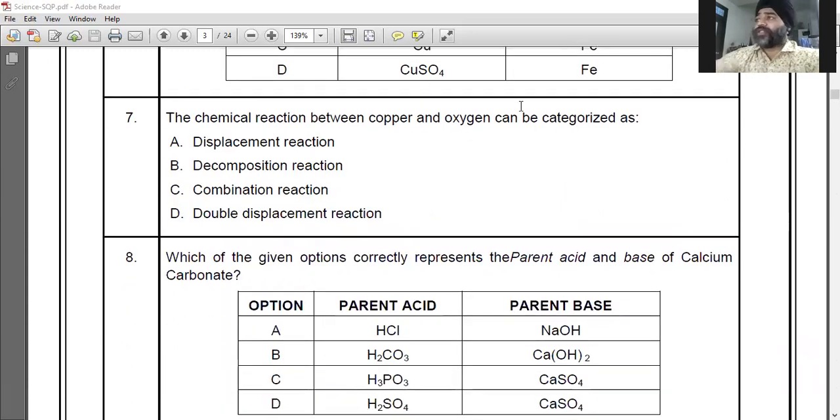Now the chemical reaction between copper and oxygen can be categorized as a simple one: copper plus oxygen will give copper oxide. So you can see that it is a combination reaction. Two elements are combining here. Now next is question number 8.